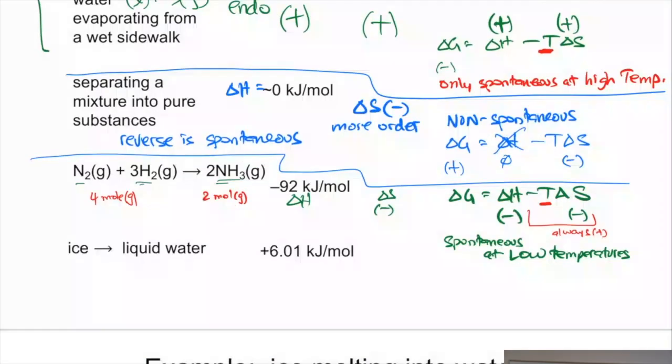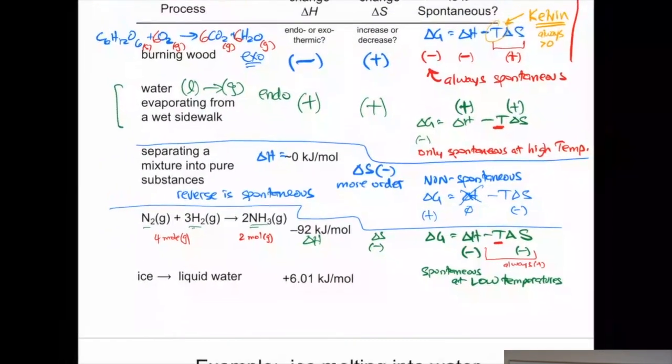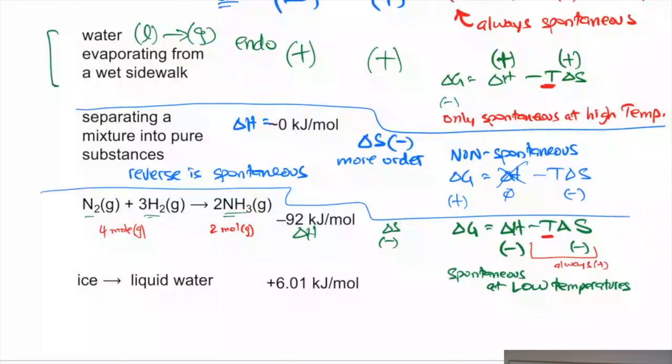Here's ice going to liquid water. It's the reverse of what we did before, right? Up above, we went from liquid to gas. Now we're going from, actually it's not the reverse, but it's similar. We're going from a solid to a liquid. And we're told that the delta H for that is positive 6.01 kilojoules per mole. Does that number look familiar to anybody?